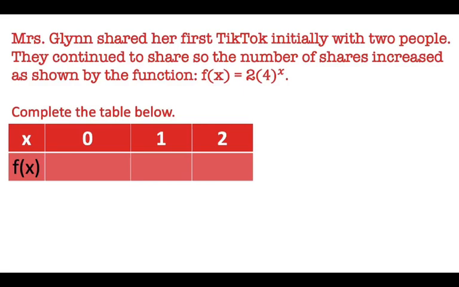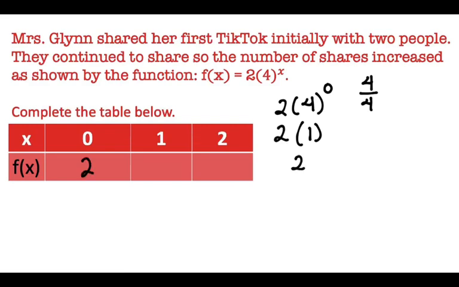Okay, so when you plug in 0, you have 2 times 4 to the 0 power. So we have 4 to the 0 power that we have to calculate first. And anything raised to the 0 power always equals 1 because raising something to the 0 power is like dividing it by itself. So 4 to the 0 power turns into a 1. Bring down that 2 that you haven't used yet, and 2 times 1 is 2. So my first answer is going to be 2.